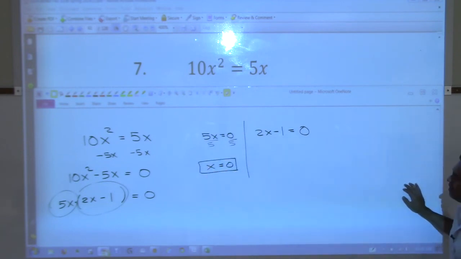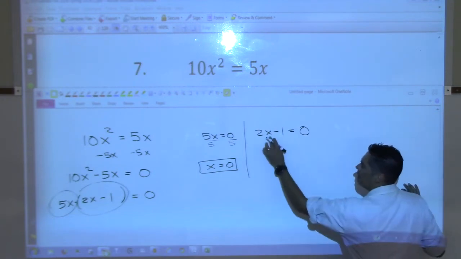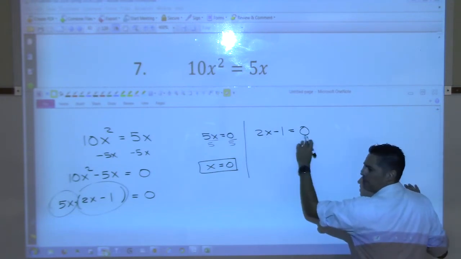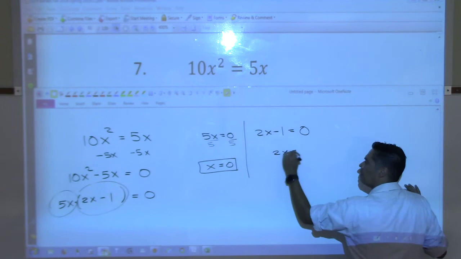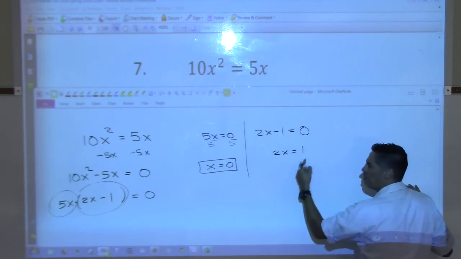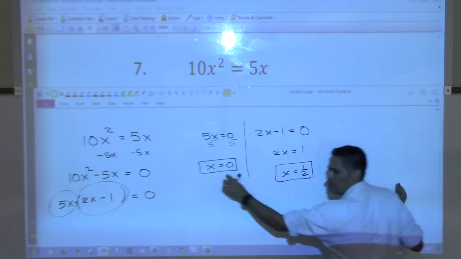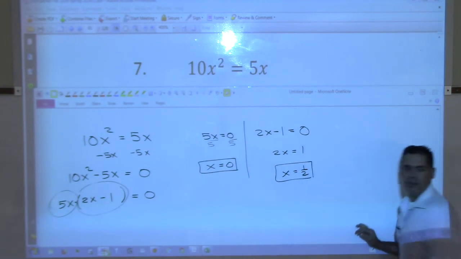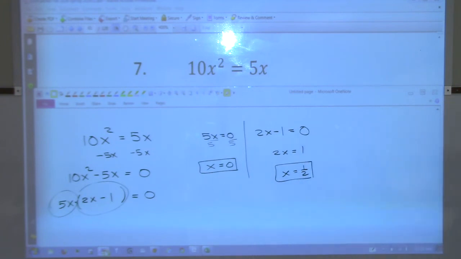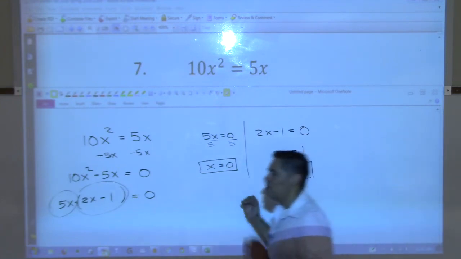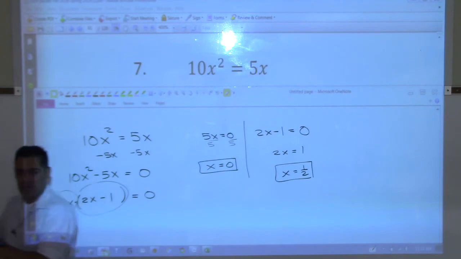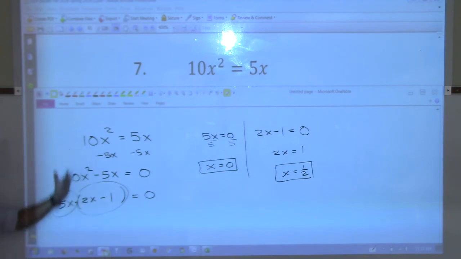On this one, what do you have to do, though? To get x by itself, add 1 to both sides, and then divide both sides by 2. And there it is, right? Didn't we have a half earlier? But see, we also have the 0. So we have our two solutions. Just remember, when we're working with these equations, we're going to want to move everything to one side, set it equal to 0, and then start factoring the left-hand side.